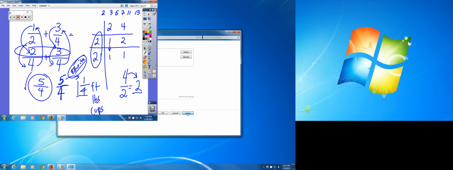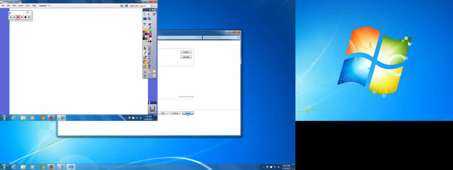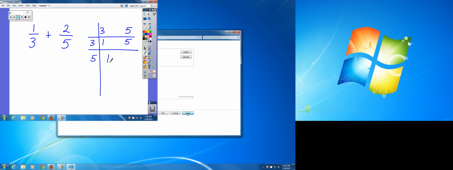On a scale from 1 to 10, this is about a 1. About as simple as you can get. But then you got something like these. 3 won't go into 5. These are 2 prime numbers. Now you can learn another rule, or you can use the same rule. 3 and 5. 3, 1, 5. 5, 1, 1. So what's the common denominator?